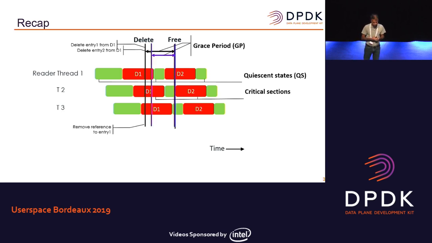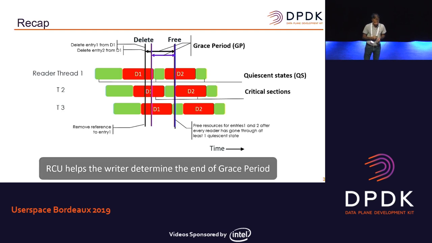Similarly, if you want to delete entry 2 from D1, you have to wait till all the reader threads have crossed at least one quiescent state. So what does RCU do? It helps you determine when it is safe to free the entries that you have deleted. So that's a quick recap of what RCU is.